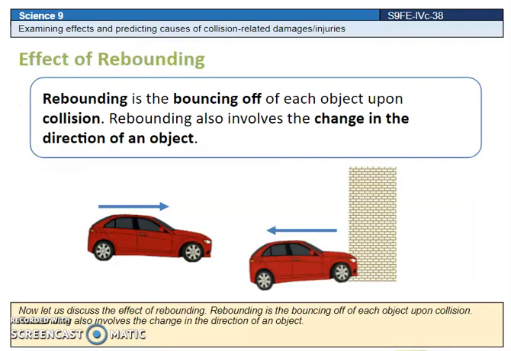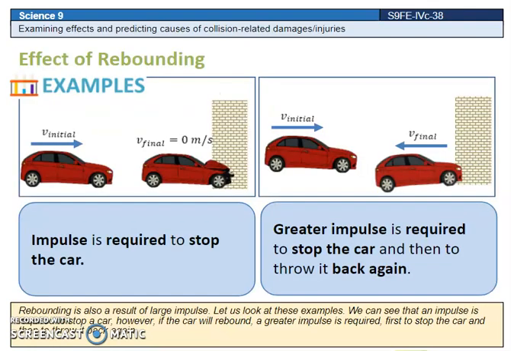Now let us discuss the effect of rebounding. Rebounding is the bouncing off of each object upon collision. Rebounding also involves the change in the direction of an object. Rebounding is also a result of large impulse. Let us look at these examples.